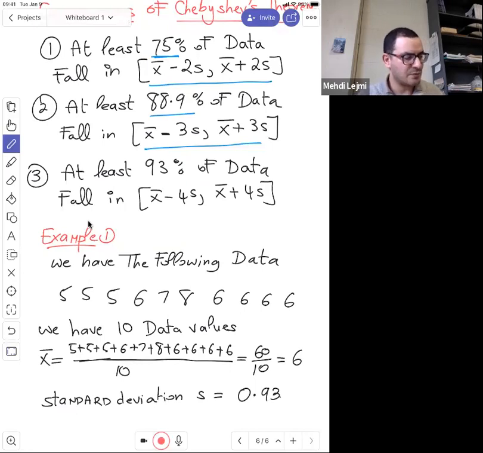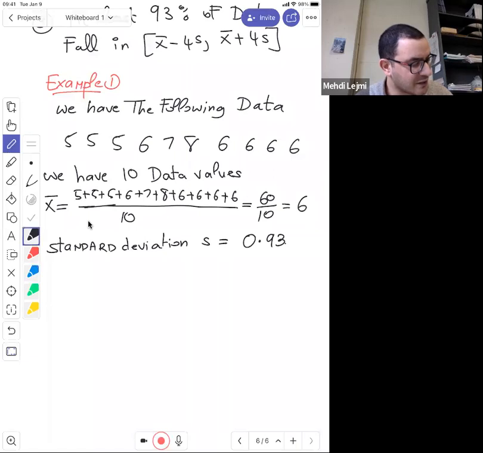Now, the Chebyshev theorem, for example, says that at least 75% of the data values fall in the interval x bar minus 2s to x bar plus 2s. What does it mean? It means the data values are going to be between x bar minus 2s and x bar plus 2s. So what's 75% of the data values? How many numbers do we have? We have 10 numbers, so we are saying 75% of the 10 numbers fall in the interval.